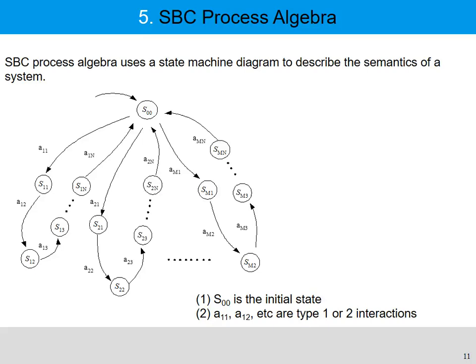And the semantics of SBC process algebra is described by a state machine diagram. In this state diagram, we see S00 is the initial state, and each A11, A12, such and such are type 1 or 2 interactions.